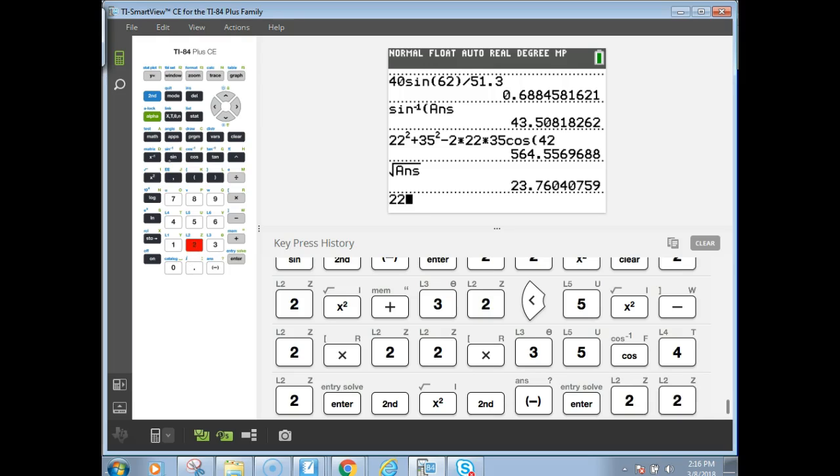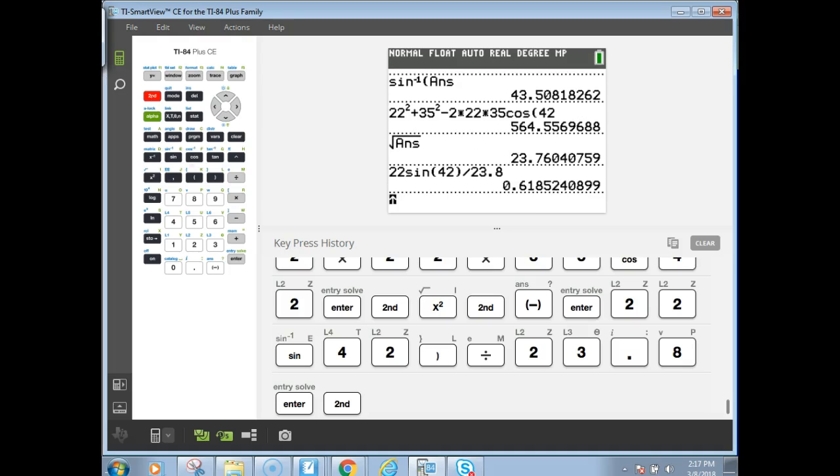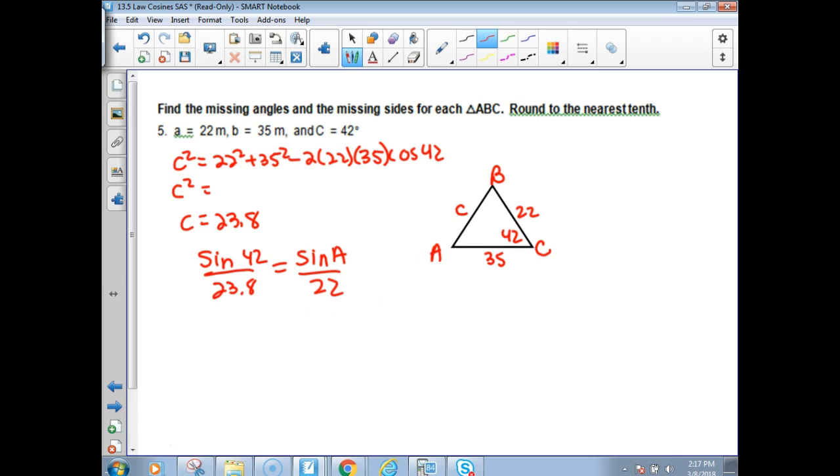So I got 22 sine 42 divided by 23.8. And then you need to take the inverse sine of that. And I got 38.2 degrees. And that's angle A. And then angle B, we'll do 180 minus 42 minus 38.2, and that should come out to 99.8.